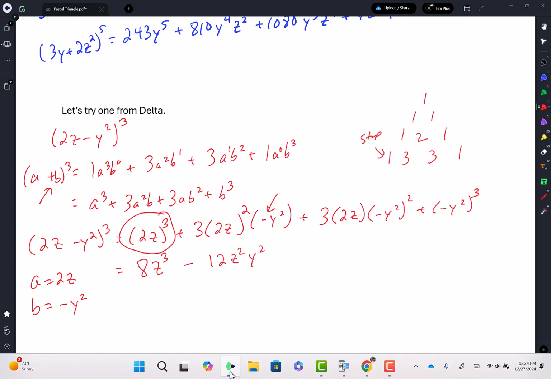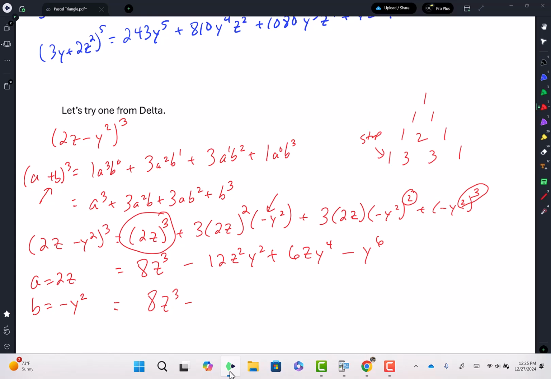Let me make sure everything's correct. 2 times 2 is 4, 4 times 3 is 12, z squared, y squared. Yep. This one I'm squaring it, so it's going to be a plus. 3 times 2 is 6, so 6z, and then y squared squared is y to the 4th. I don't see any issues yet. Minus 2 to the 3rd, that's going to be y to the 6th. I think we're good, guys.